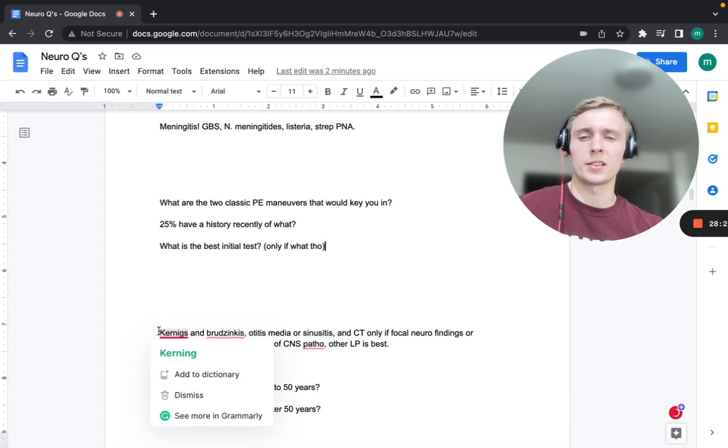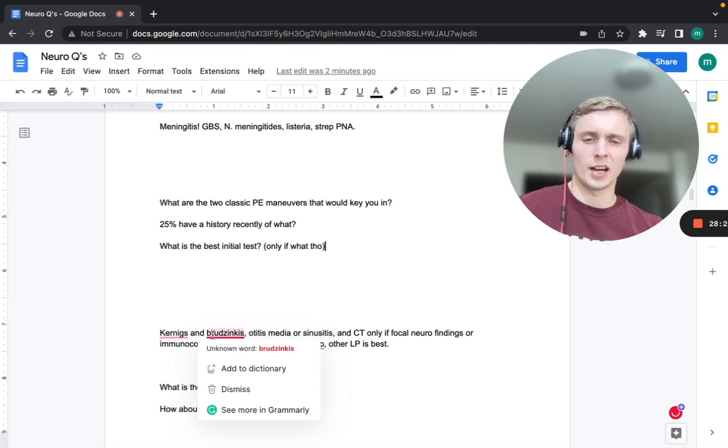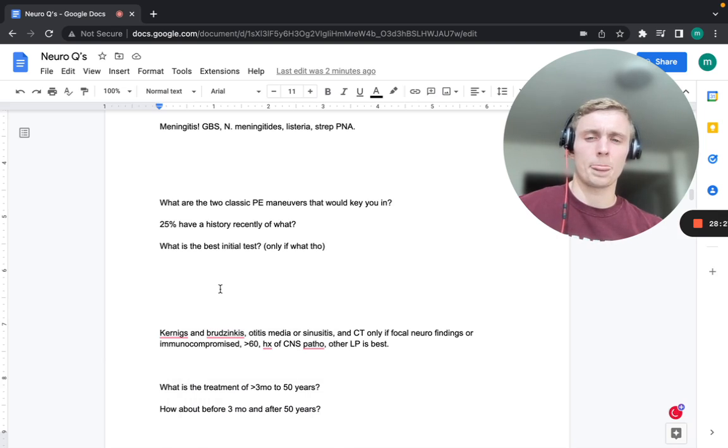So, of course, the Kernig sign and the Brudzinski sign. Kernig's is when they're lying on their back and they flex their hip and extend their knee. So Kernig's, K for knee, extending their knee. Brudzinski's is when they flex their neck forward and they also then flex their hip. And you want to see both of these positive for bacterial meningitis.